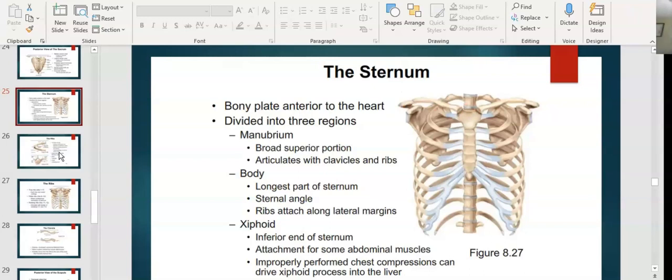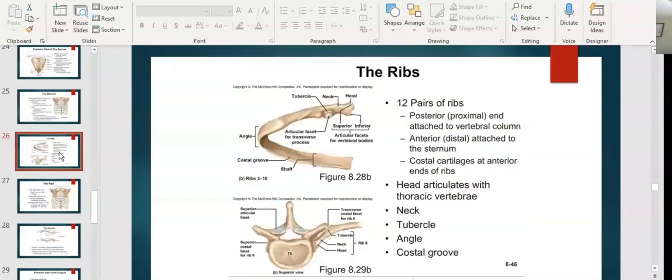So if we look over here, now we have the ribs. We have 12 ribs. Okay, and what you're going to have in the ribs is a head. If you have a head, it's because you have a neck, right? Every single time you have a head, you have to have a neck. So you have a head, neck, and a tubercle. Those are the most important characteristics you have in the rib. But then you have a curved area right here, which is going to be the angle.